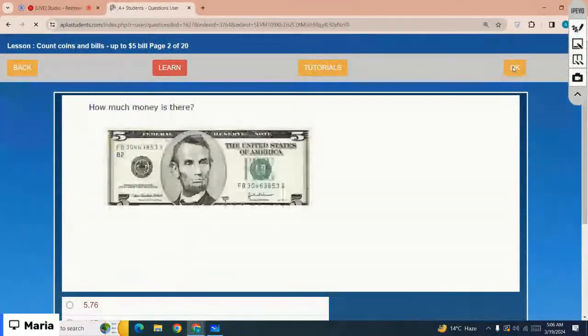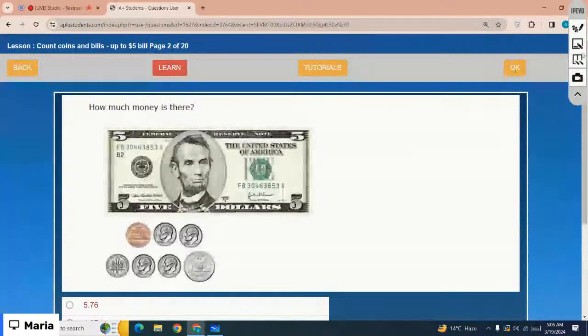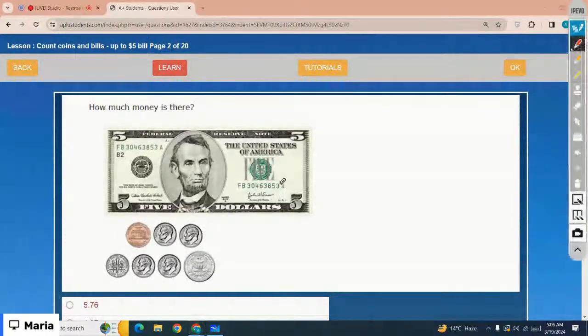Okay, the next one is how much money is there. You have a $5 bill, then you have one, two, three, four, five dimes. You can count the dimes by 10, one quarter. You can count the quarter by 25, and 1 cent you can count it by 1. So 5, 10, 20, 30, 40, 50, and 25, 75, right? And 75 plus 1 is 76. That is $5.76. Got it? The correct option is $5.76.